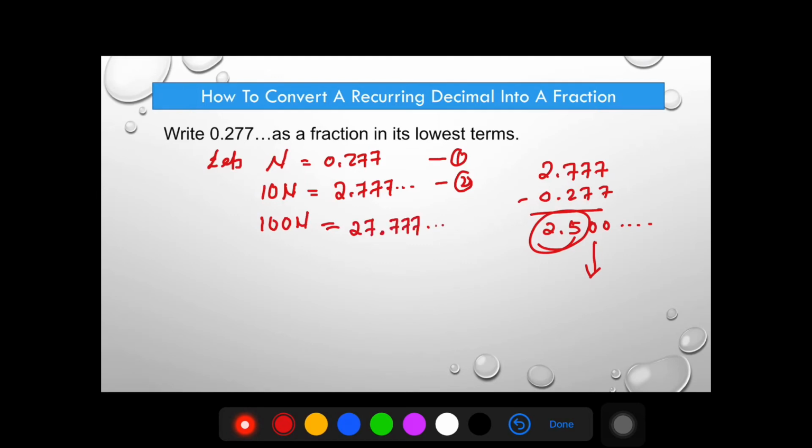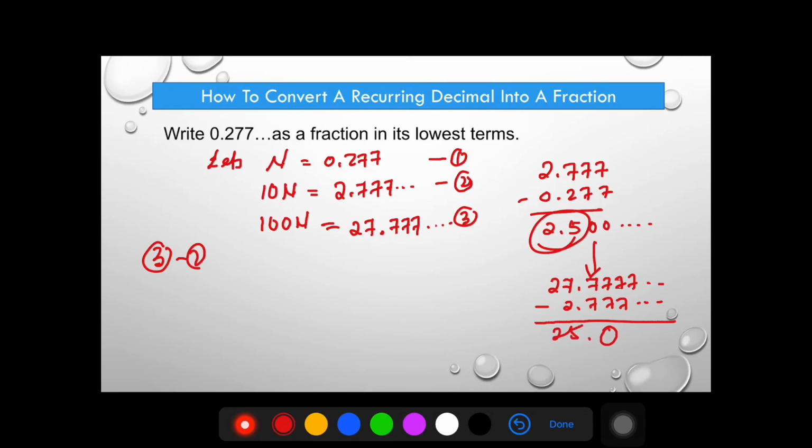27.777... Now we try to subtract 3 minus 2, equation number 3 minus equation number 2. What happened? 27.777 minus 2.777, and you can see that this one becomes 0, this one becomes 25. So 90n equals 25 and n equals 25 over 90.